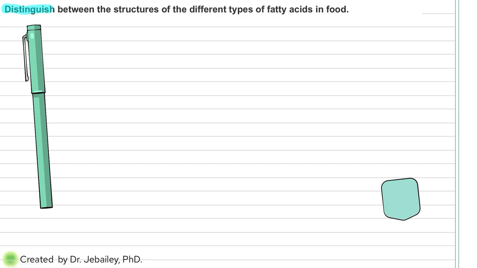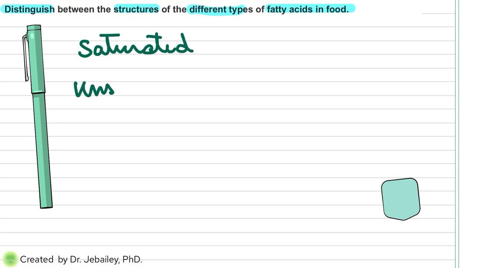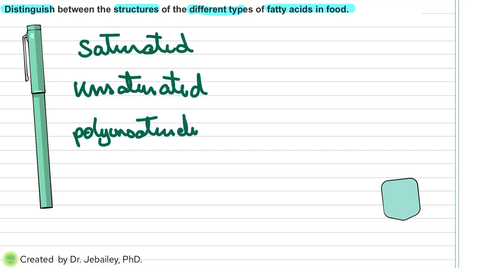The question says distinguish. And when I say the word distinguish, it means give me the difference. And again, the structure of different types of fatty acids in food. Now we have different types of structures. We have the saturated, we have the unsaturated, and we have the polyunsaturated. Now, what's the difference between them?